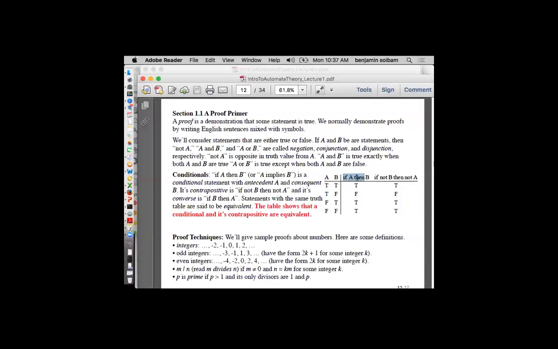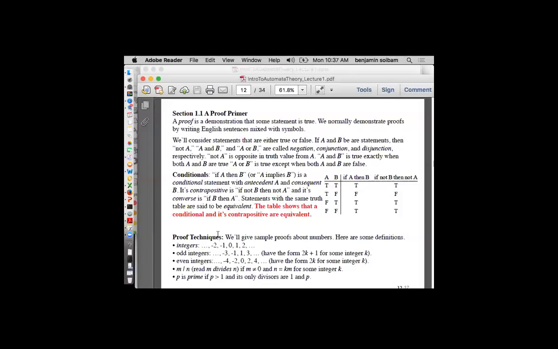Let's say you're asked to prove this statement, if A, then B. It would basically be enough to prove the contrapositive statement. So in some situations it might be easier for you to prove the contrapositive than the actual statement. All right. So let's see, what time is it? Okay, good.